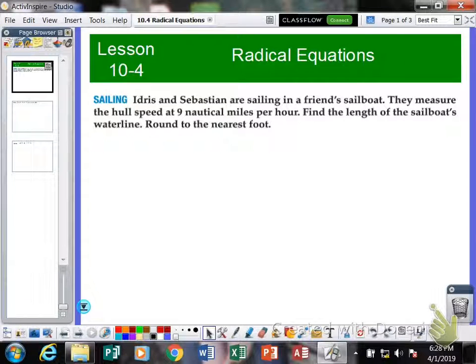In lesson 10.4, we're going to solve radical equations. Sailing: Idris and Sebastian are sailing in a friend's sailboat. They measure the hull speed at 9 nautical miles per hour. Find the length of the sailboat's waterline, rounded to the nearest foot.